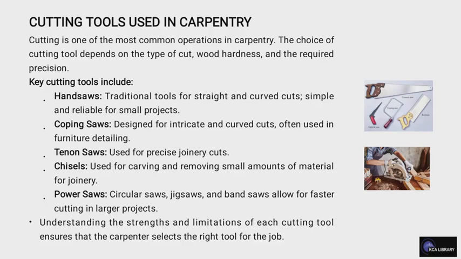cuts, and the coping saw is actually designed for intricate and curved cuts, and it's often used in furniture detailing. And the tenon saw is actually used for precise joinery cuts, and the chisel is used for carving and removing small amounts of material from joinery. And we have the power saws also, which are the circular saw, jig saw, and band saw, which allow for faster cuts in larger projects. Understanding the strengths and limitations of each cutting tool ensures that the carpenter selects the right tool for the job.